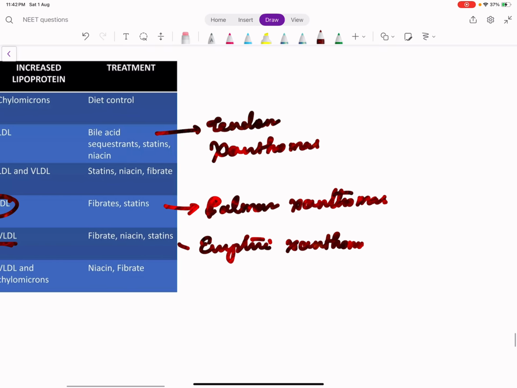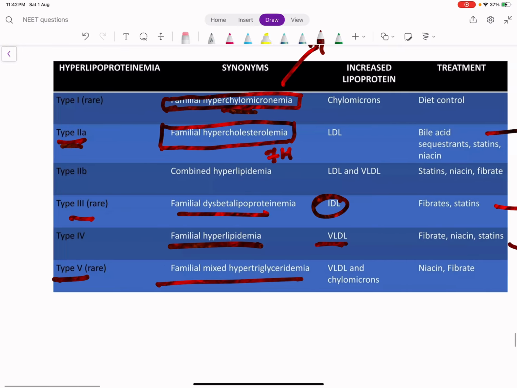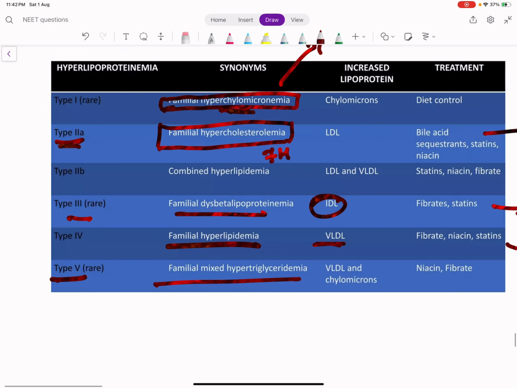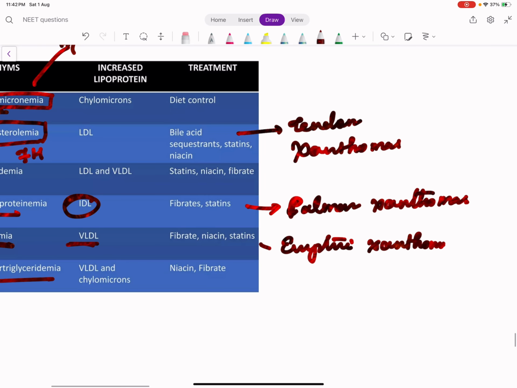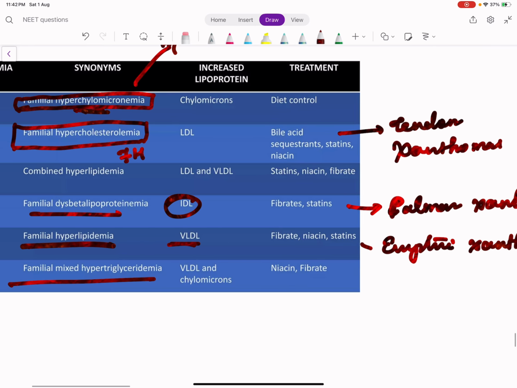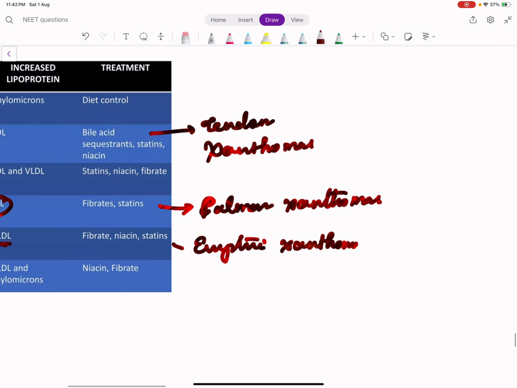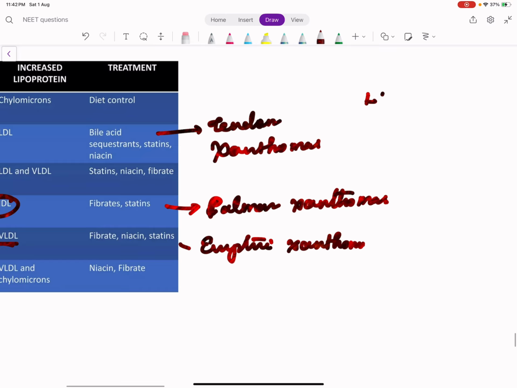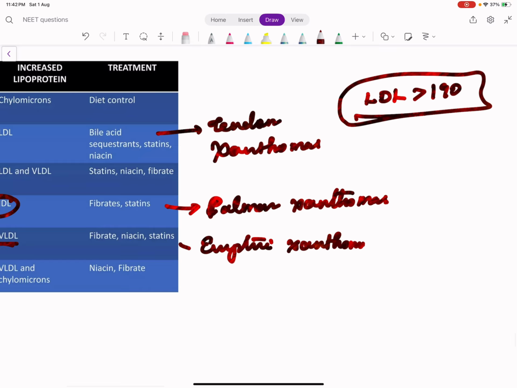In type 3, there will be palmar xanthomas. Type 2 is familial hypercholesterolemia. It is increased LDL. So usually in familial hypercholesterolemia, LDL will be very high. It will be more than 190 milligrams per deciliter usually. Okay.